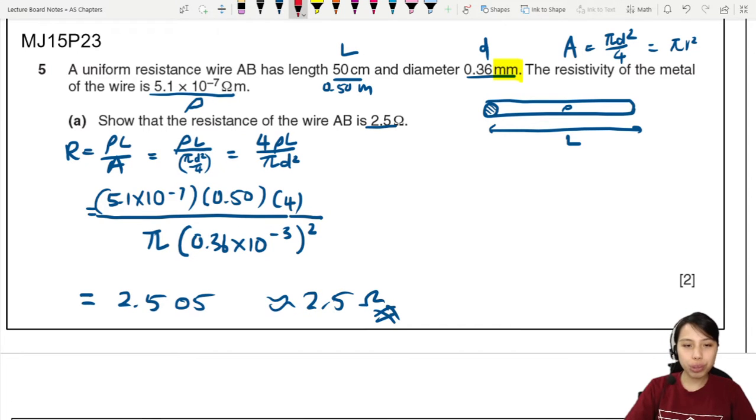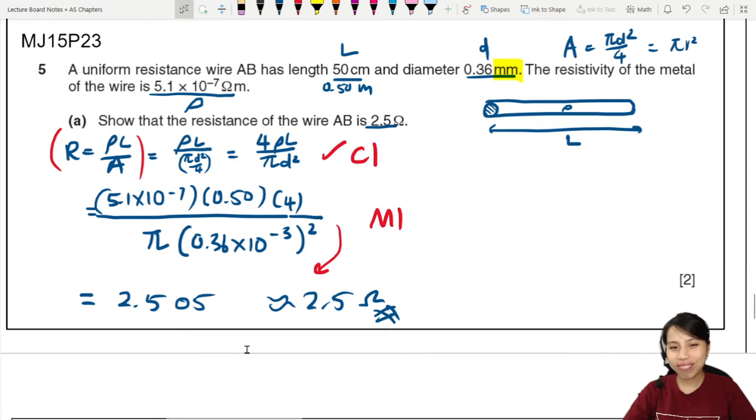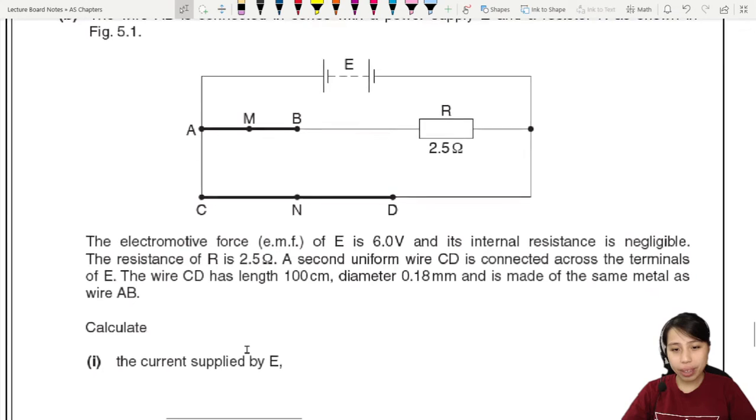So the first mark comes from using the equation for resistance, R equals rho L over A, either written explicitly or in the form. Best to write it explicitly. The second is for your calculation, substituting all the correct values and getting your final answer. 2 marks. Alright, let's go to the next part.